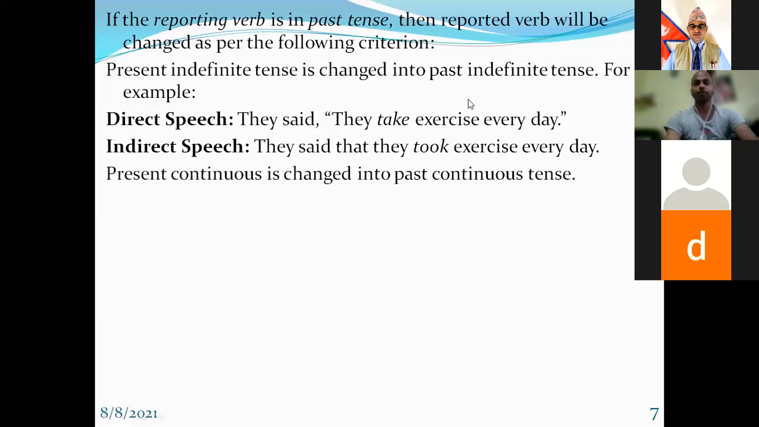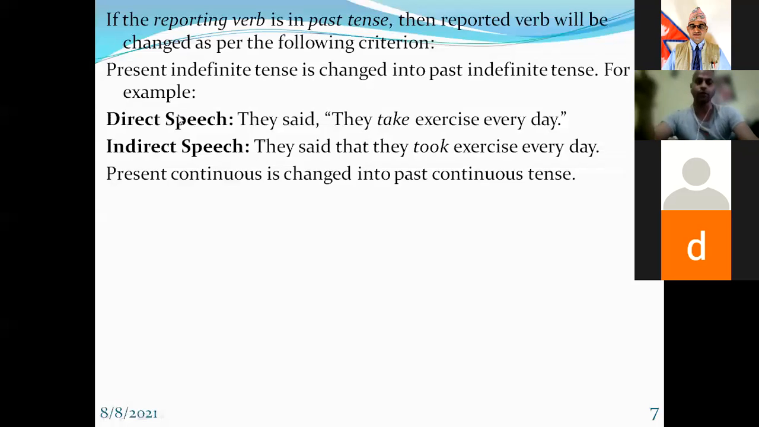While reading these examples, I think you noticed something. The main thing I wanted to teach you is, first of all, look at the reporting verb. If the reporting verb is in past tense, you have to change the tense of the reported speech. But if the reporting verb is in non-past, please don't change the tense of the reported speech. So now you can generalize a rule.